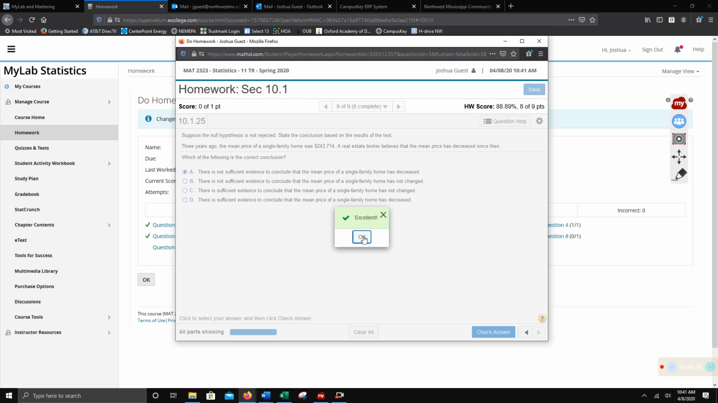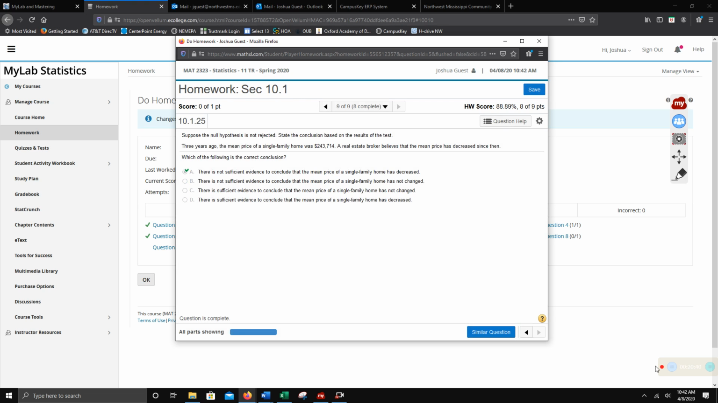So again, the reason that's the case on A, we look for evidence to say it's changed. There's not sufficient evidence to say that it has decreased. That's why we keep the other one. For not sufficient evidence to conclude that it has not changed, that means we're looking for evidence to say it hasn't changed. We didn't do that because the statement of no change is a null. You with me on that? So I hope this helps.